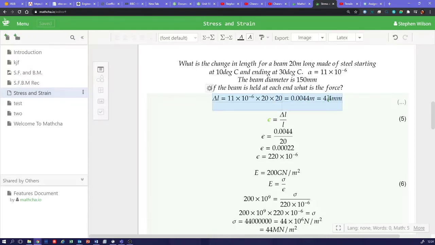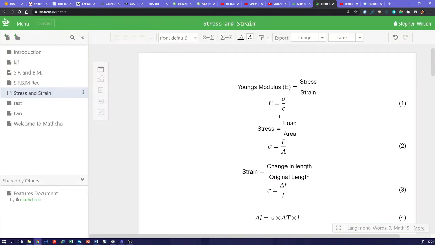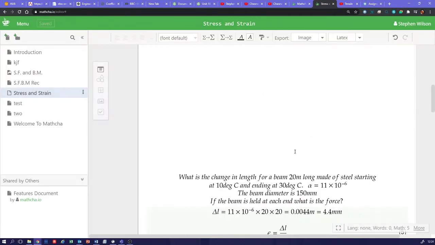It's 4.4 millimeters. That's not inconsiderable. That's something you can actually see on a ruler, nearly 5 millimeters change in length. It's not much over 20 meters, you might think, but if you don't allow for that expansion and contraction, then you can have problems. From here, it's all a question of plugging these numbers into our three favourite equations.